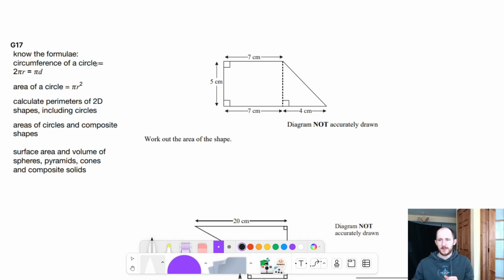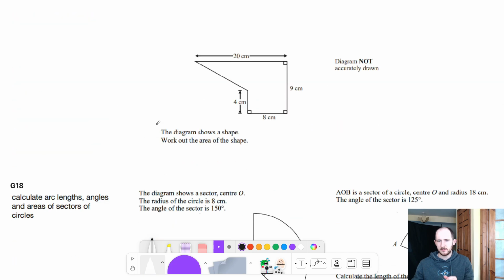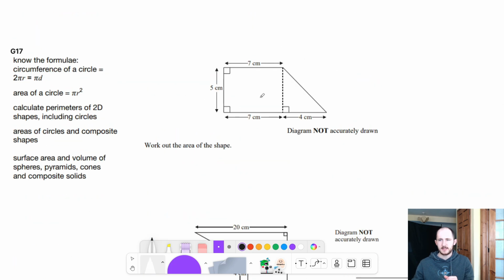You should also know the kind of formulae for this for a circle. Looks like I've done the so these pictures are meant to be for the above ones. So knowing these different types of circumferences and work out the perimeter of 2D shapes, including circles, areas of composite shapes, things like that.